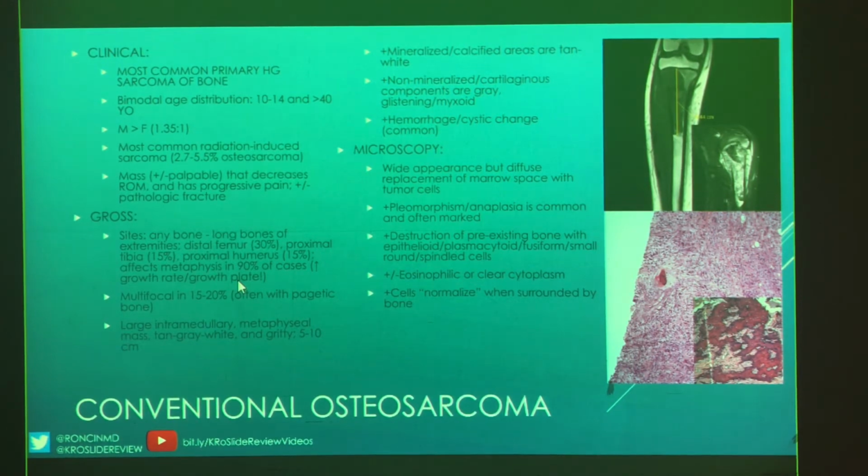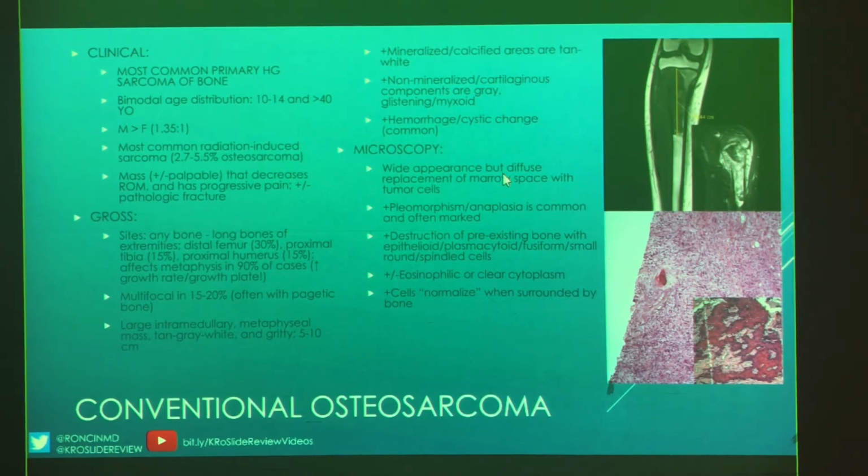These can be multifocal about a fifth of the time, and when they do, then they often have Paget's disease of bone. These are very large tan-gray to gray-white gritty lesions that are 5 to 10 centimeters in size on average. Your calcified areas are going to be tan-white, whereas your non-mineralized or non-calcified or cartilaginous components will be gray. They may be glistening from the cartilaginous component, which also would tell you a myxoid element. And they also tend to have hemorrhage as well as cystic changes.